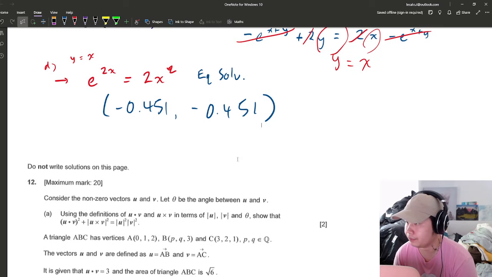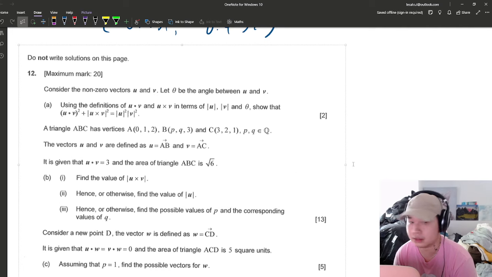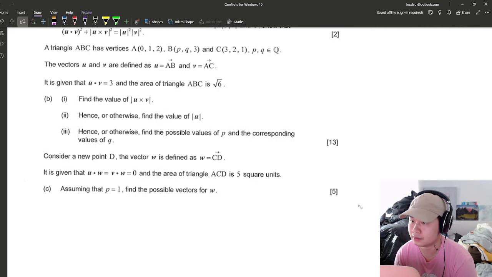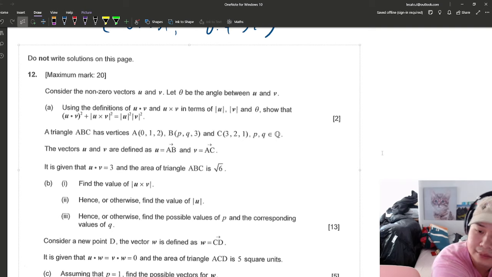Okay. And then this should be the last one. Oh, big 13 marker. We got vectors.